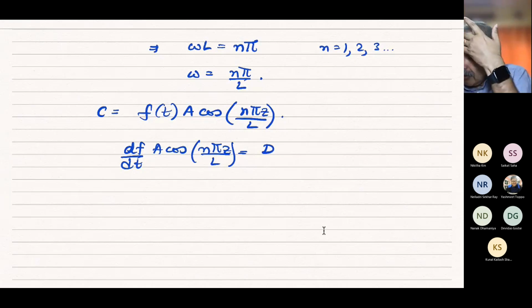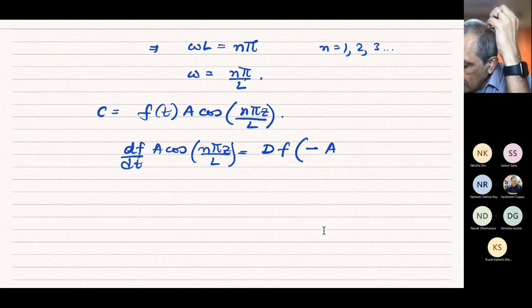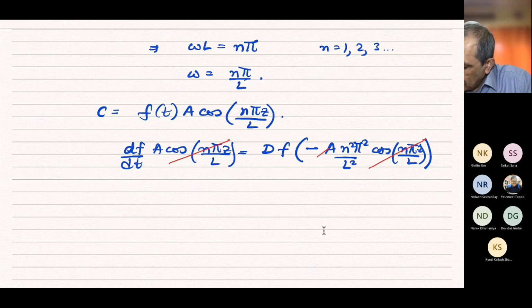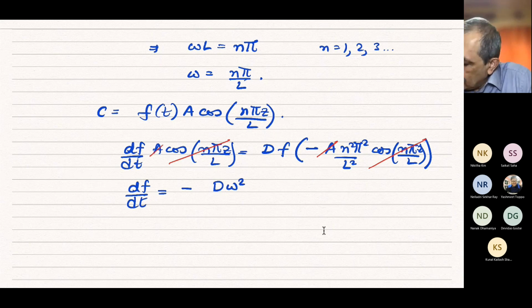Now if you take the derivative twice, you'll just get F into minus A n squared pi squared by L squared into cos of n pi Z by L. You can see from here directly that the cosine term cancels and A also cancels, and so you are left with dF by dt is just equal to minus D into, I'm just going to call this omega squared for the time being, knowing that omega is this, times F.